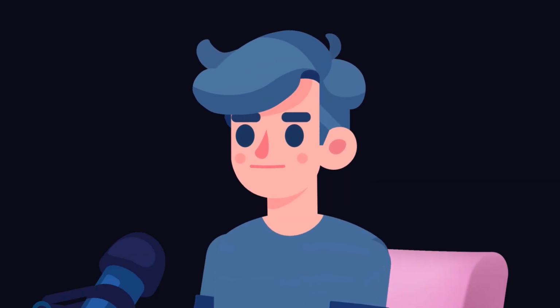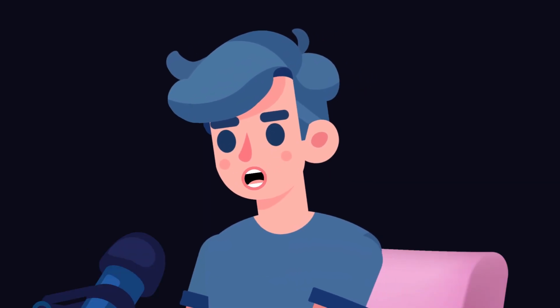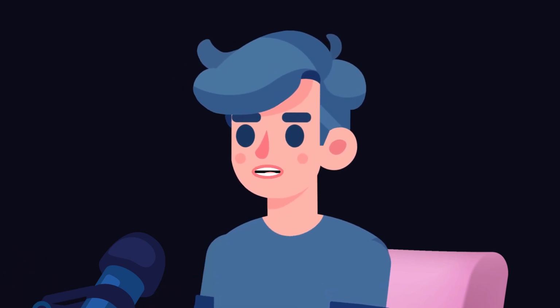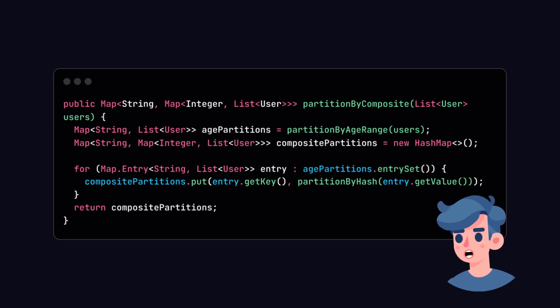Finally, we'll tackle composite partitioning, which combines multiple partitioning methods. This is ideal for complex datasets that can benefit from more than one strategy. Let's say we want to first partition by age range, and then by hash for users in the same age group. Single age groups will be further sorted into multiple hashes. Here's how we can implement that.